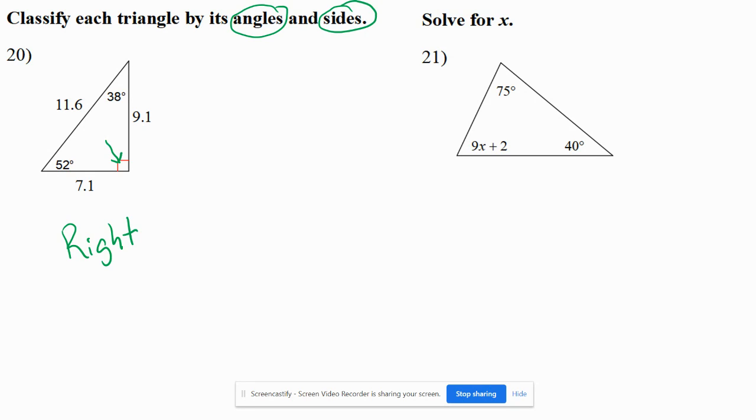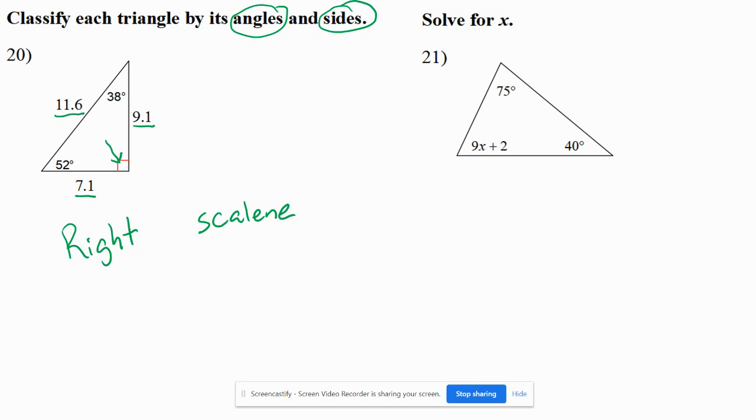Now let me focus on the sides. The sides are 7.1, 9.1, 11.6. All the numbers are different. Because they're all different, I'm going to call this scalene. Make sure whenever you type in my homework, capitalize the first letter of the first word, but not the second word.